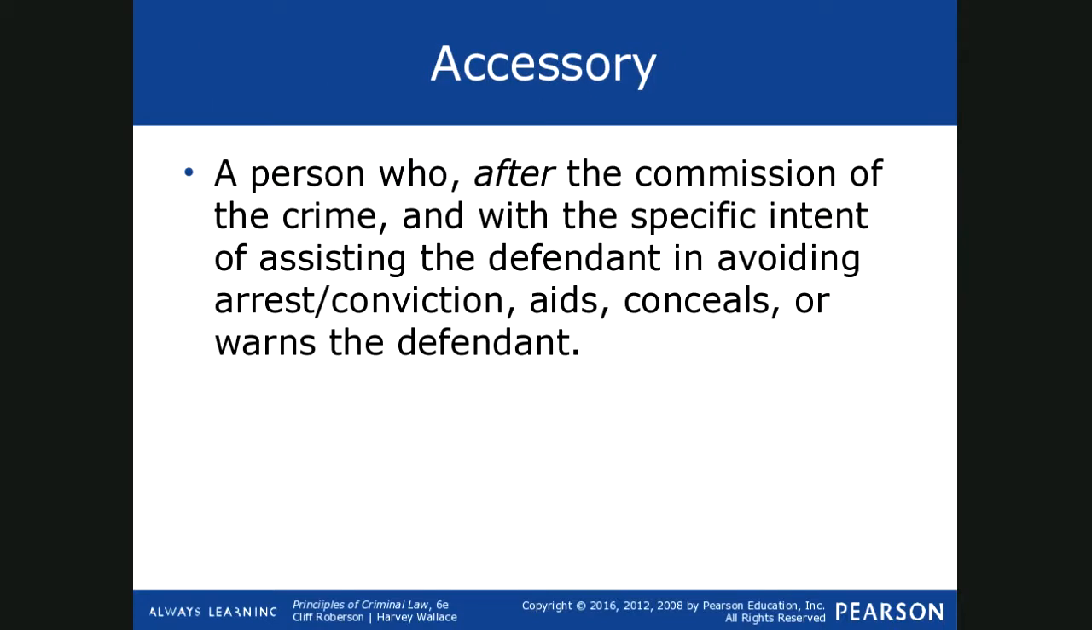And then you've got an accessory. An accessory is a person who, after the crime is completed, helps the defendant in avoiding arrest or to hide the crime or warns the defendant.